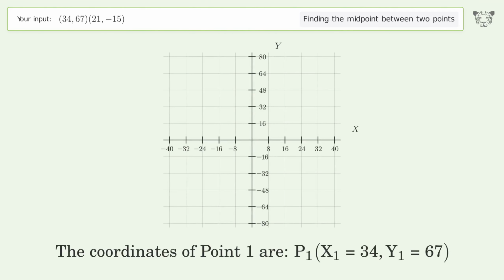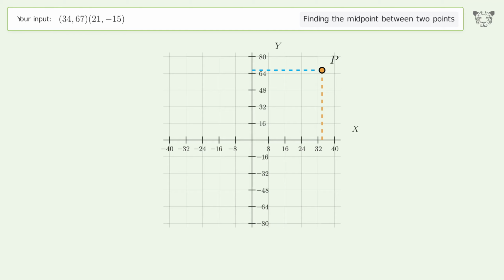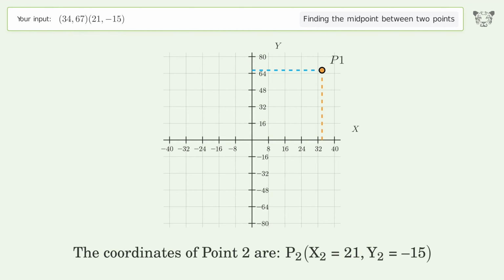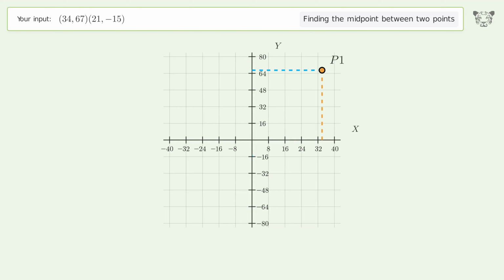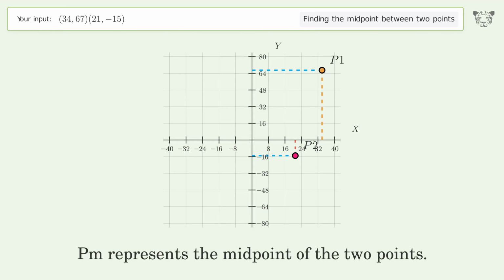The coordinates of point 1 are x1 equals 34, y1 equals 67. The coordinates of point 2 are x2 equals 21, y2 equals -15. PM represents the midpoint of the 2 points.